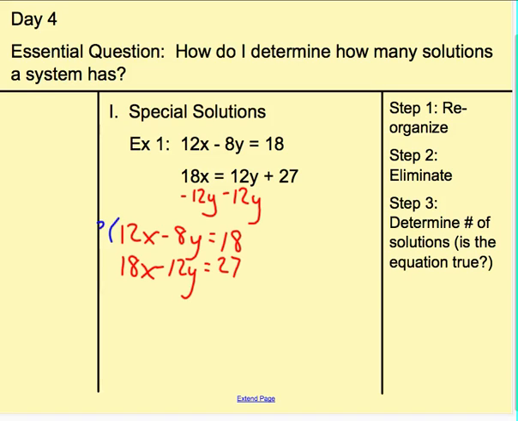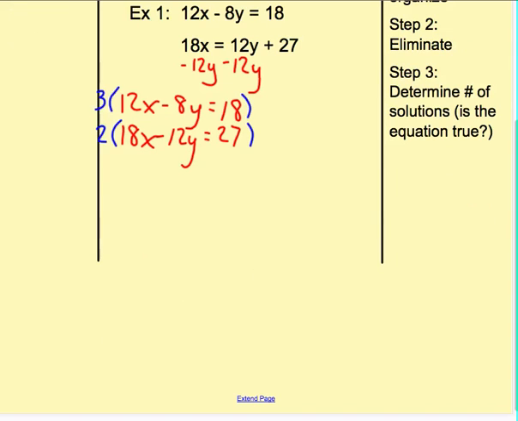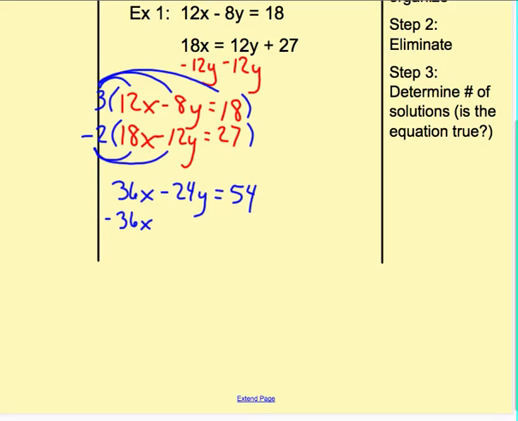So 8 times 3 gives me 24, and 12 times 2 gives me 24. The problem here is that both of my variables have a negative coefficient, so I need to make one of these numbers negative. Doesn't matter which one. Distributing my 3, I have 36x minus 24y equals 54. Distributing my negative 2, negative 36x plus 24y equals negative 54. So when I add my equations together, both my x's and my y's end up eliminating.